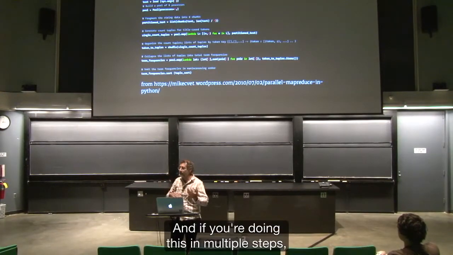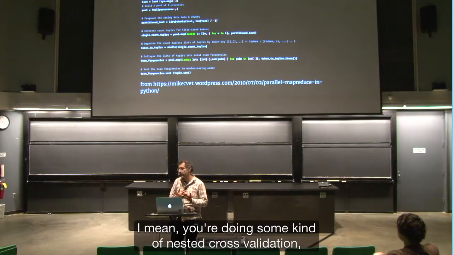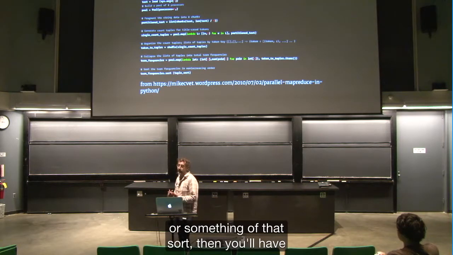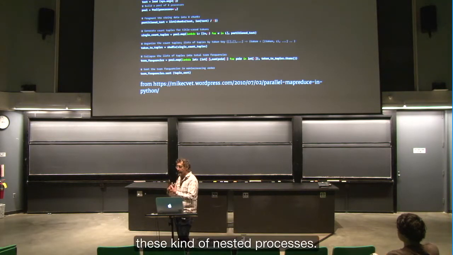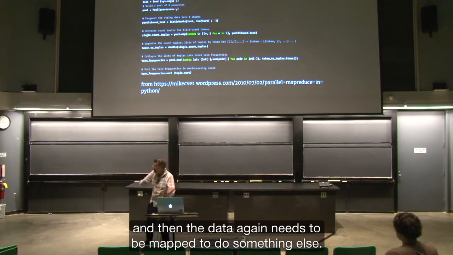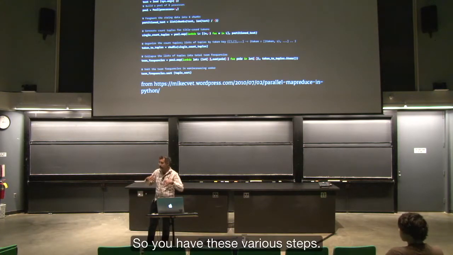And if you're doing this in multiple steps, there might actually be multiple phases of things that you need to do as well, right? If you're doing some kind of nested cross-validation, or you're doing something else with these tuples, then you'll have these kinds of nested processes. So you might have multiple such steps. You might have a map step, which reduces the data to something, and then the data again needs to be mapped to do something else, and we'll see an example of this, and then you reduce it to something, so you have these various steps.